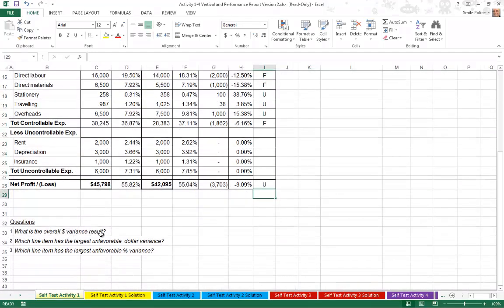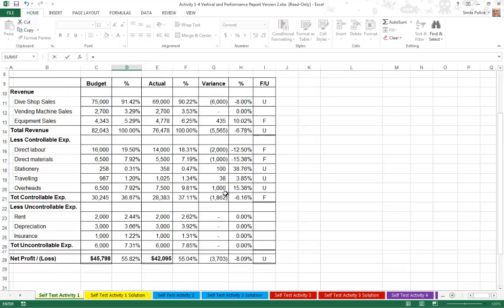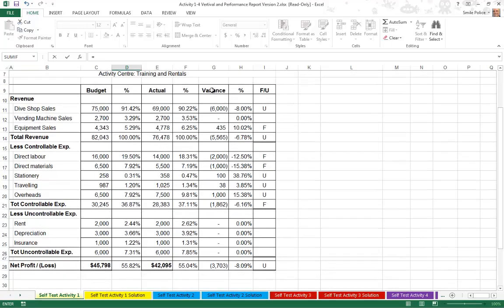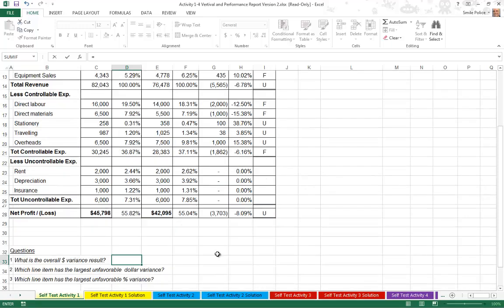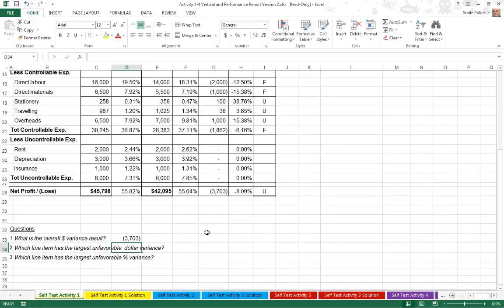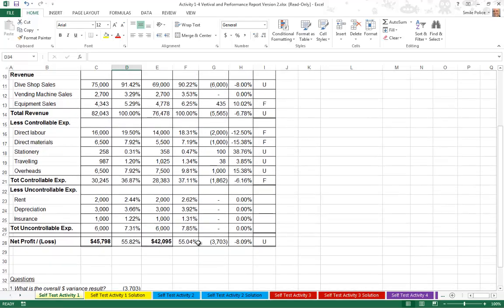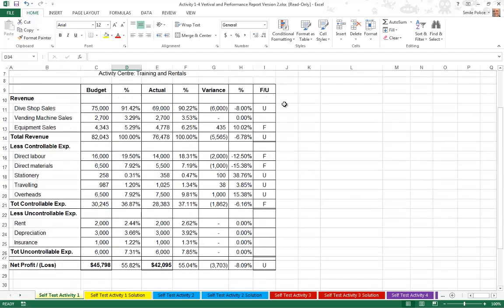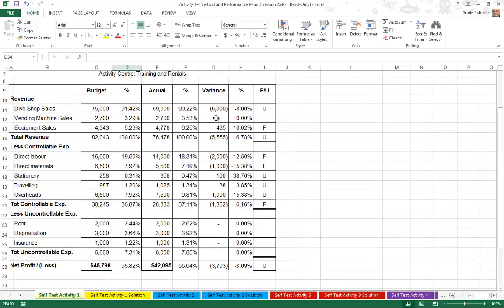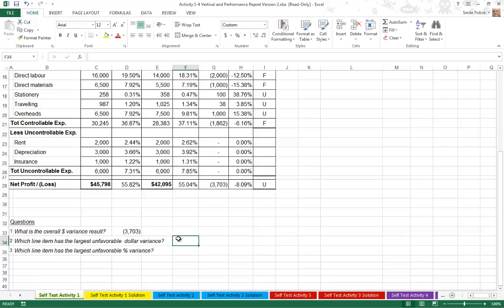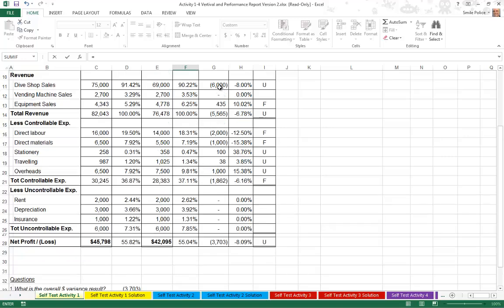The next part is the theory part. What is the overall dollar variance result? So that's equals dollar variance. This is variance in dollars, and this is percentage. So I just click equals on that. What line item has the largest unfavorable dollar variance? So unfavorable, I just look for the U's. That's 6,000. That's 5.5. So we're looking at dive sales by the looks of it. I have to go for the 6,000.